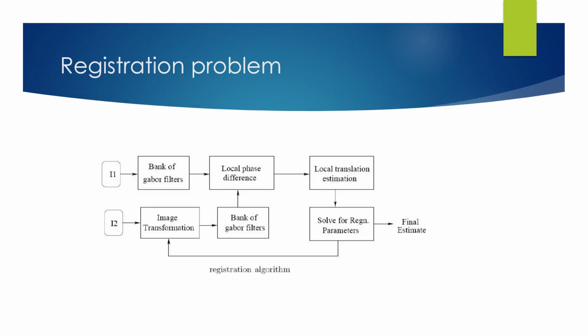The local phase difference between the two will be used to determine the local translation estimation of the entire registration. Once we find the local translation estimation, we can solve for the registration parameters, which basically finds the displacement of the feature points between the two images. And as we discussed in the last slide, it can find the size of the tumor, or the increase in size of the tumor, to be precise.